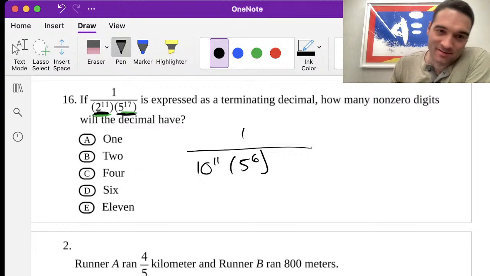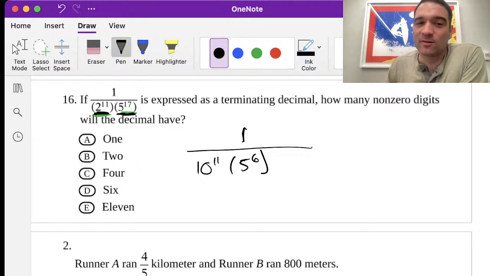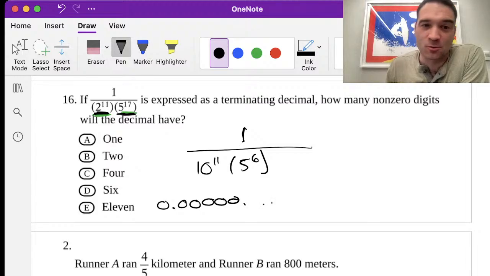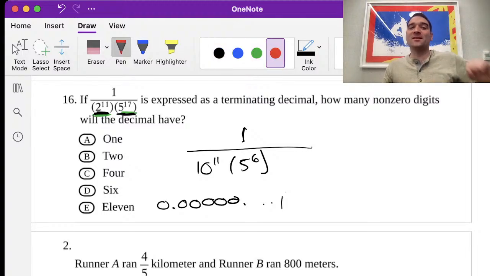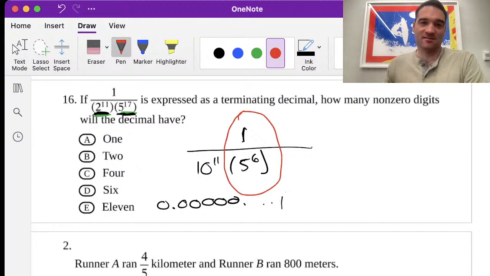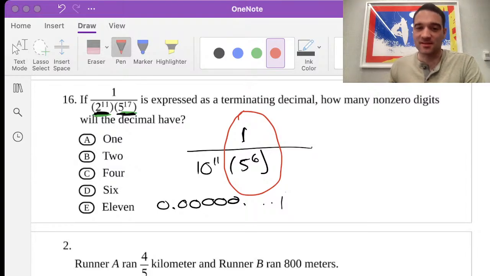Now let's look at this, right? 1 over 10 to the power of 11 is just going to be 0.00000000001. As I said, not an interesting number. The part that's going to give us the non-zero digits of this decimal is this: 1 divided by 5 to the 6.